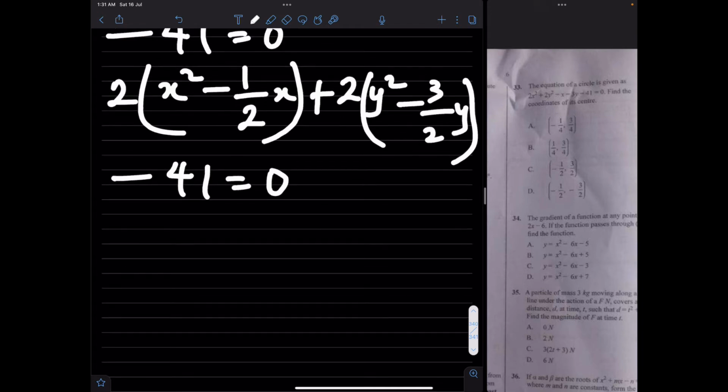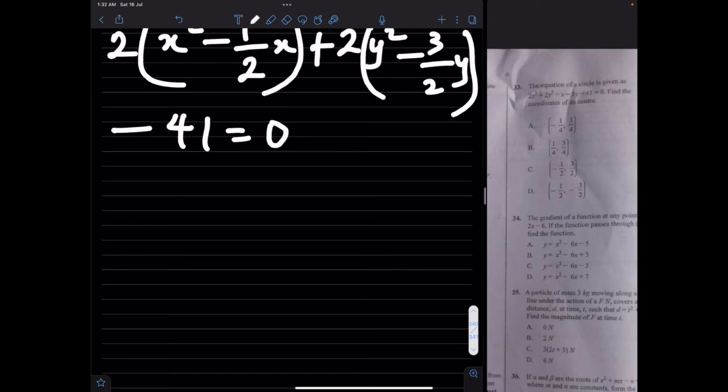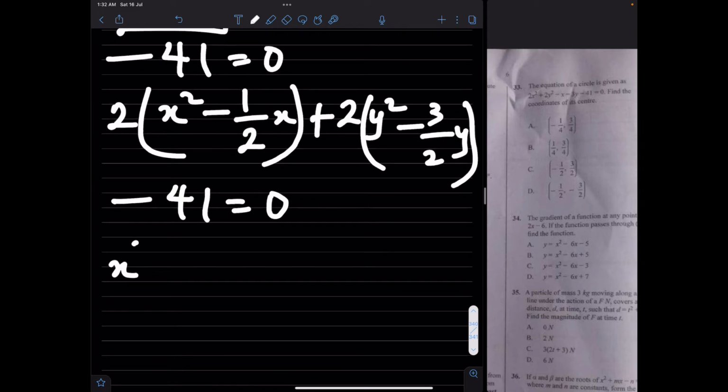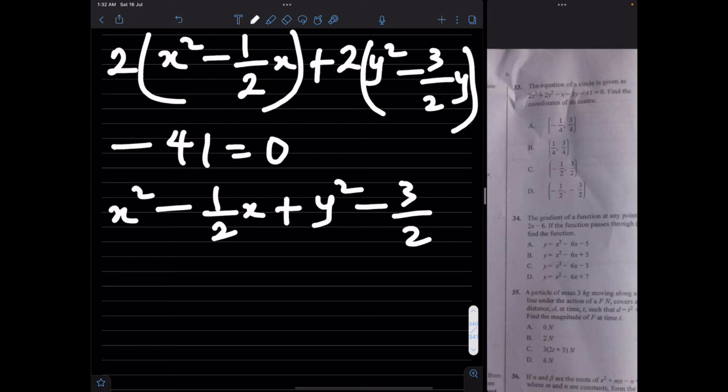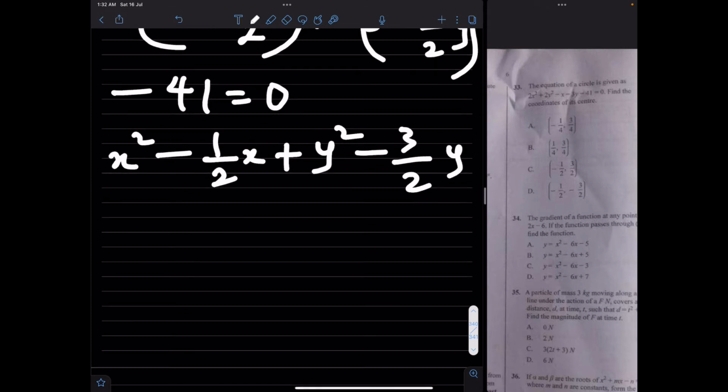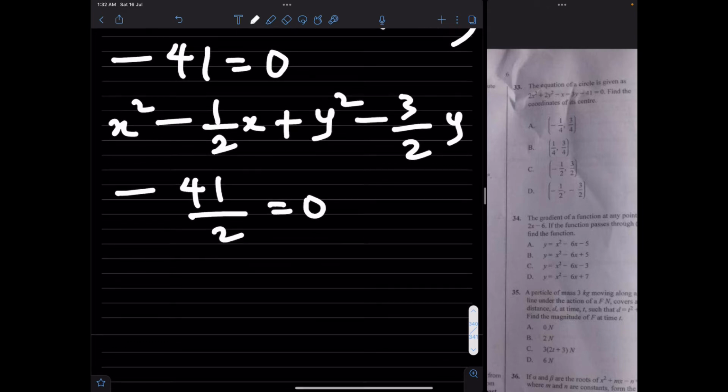Okay, now I want to divide through by 2 just to get rid of these 2's. If I divide through by 2, then I'm going to have x squared minus half x, which is the same as x over 2 actually, but let me leave it as half x, plus y squared minus 3 over 2 y, minus 41 over 2 equals 0.